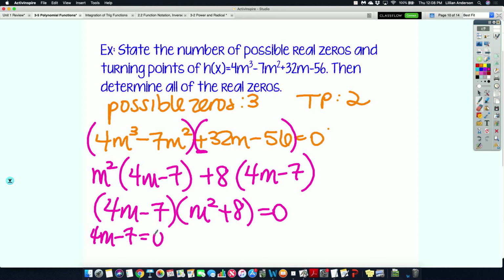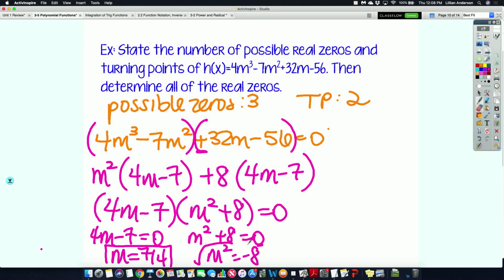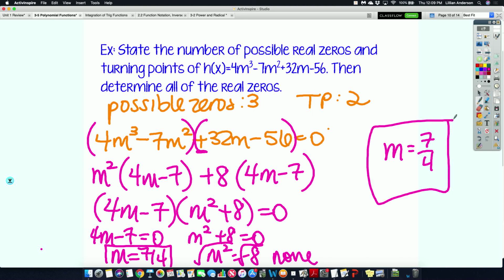Set both of them equal to 0 and solve. M equals 7 over 4. And when I solve this one, what happens? When you take the square root, you can't do it. So there's only one actual real 0 for this one, and it's 7 over 4. Your other two are what you call imaginary, which can happen. So that's how you determine what's in the middle.